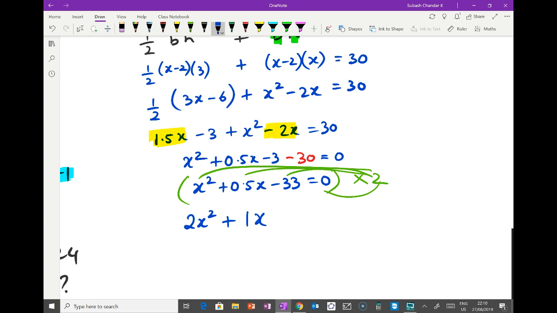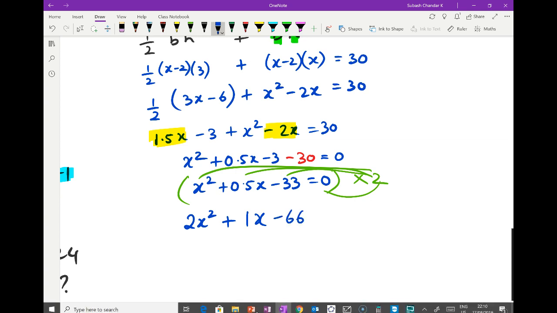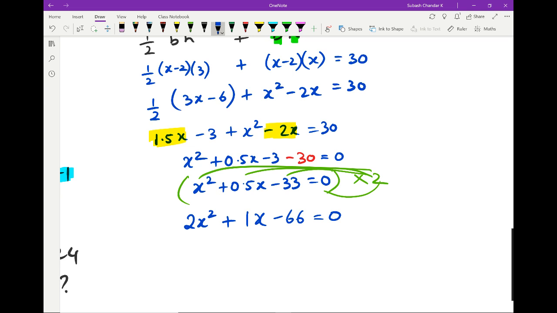And then negative 33 times 2 is negative 66, which equals 0.